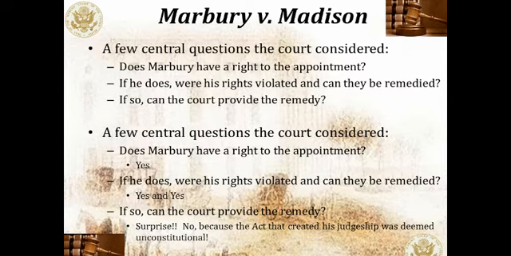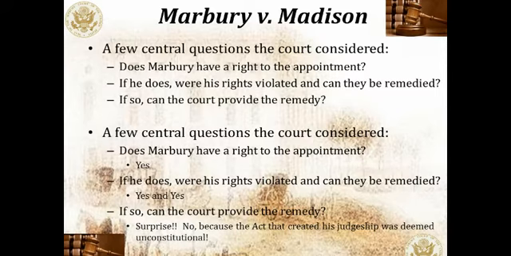Now let me break down just a couple of things about this case. There are a few central questions that the court considered which are really important. First, does Marbury have a right to the appointment? And then second, if he does, were his rights actually violated, and can they be remedied or fixed? And if they can, can the court provide the remedy, or is the court supposed to provide the remedy? Now think about it. Adams is thinking he's got this in the bag. Man, it's a Federalist judge. He put him on the bench. He's like, I got this. I should be all good. So it's looking pretty good at first for Adams.